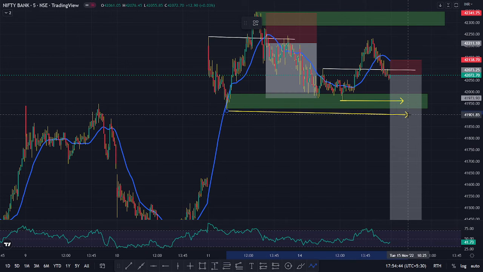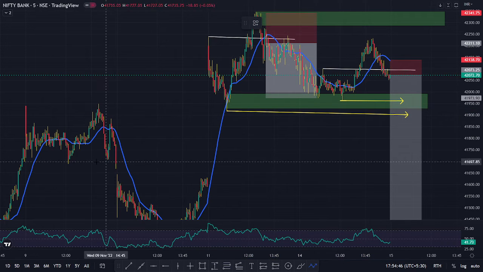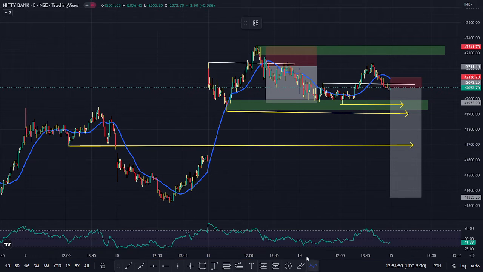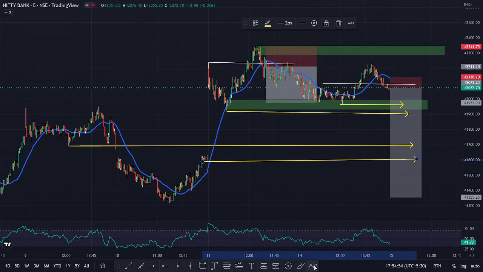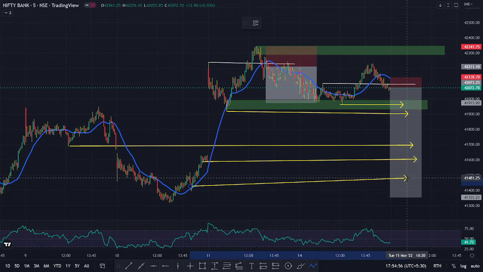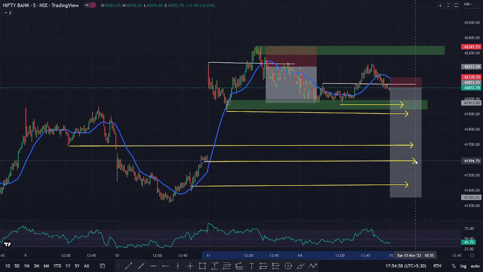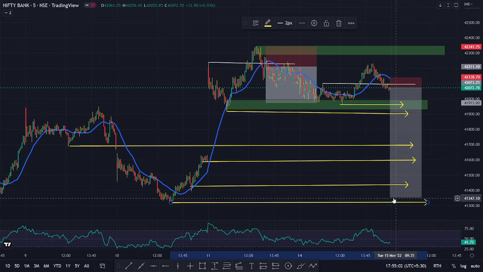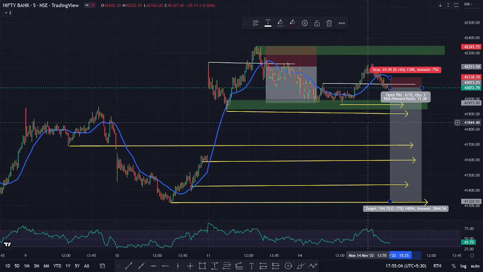Target two, target three, target four, target five. Don't mind the slanting line, guys, and this is going to be the final target, target six. Possibly I can expect the market to go till here.